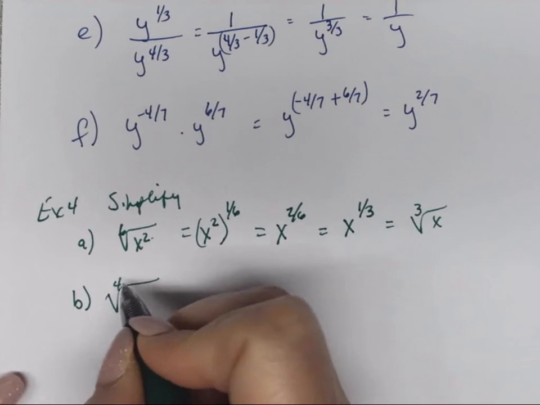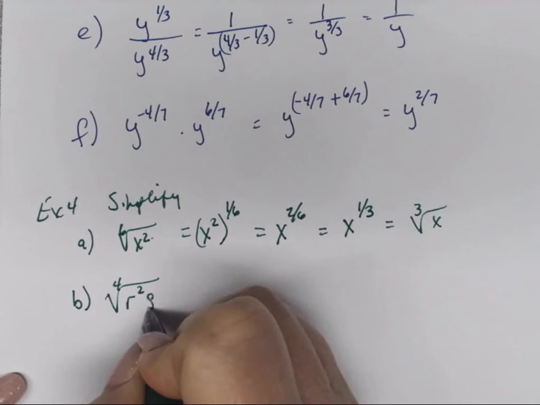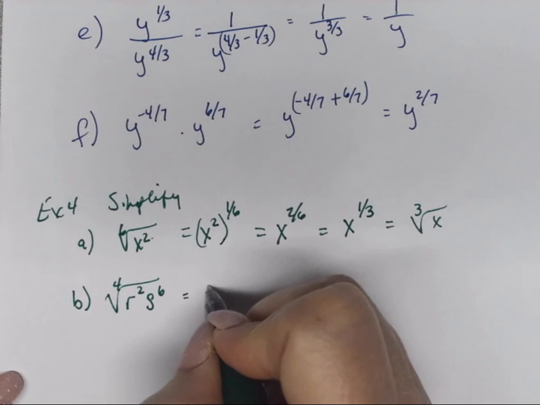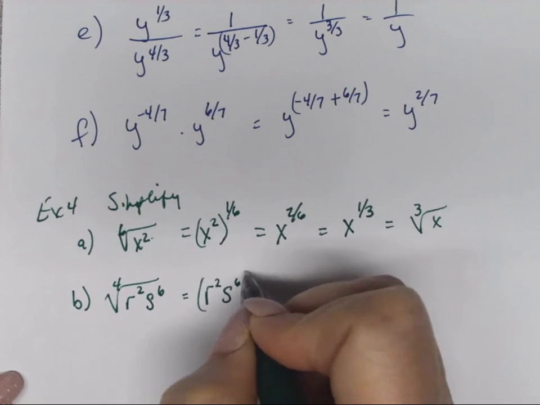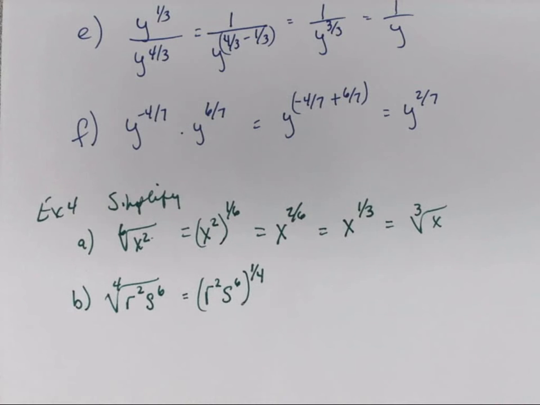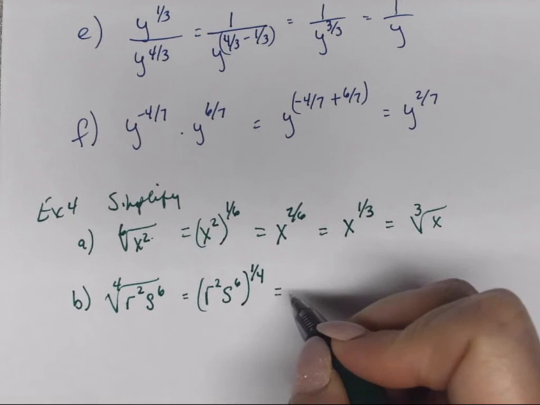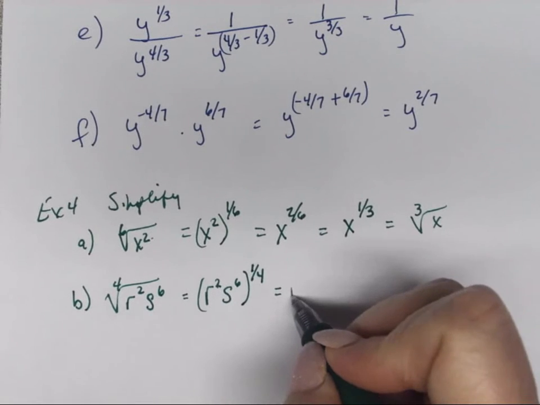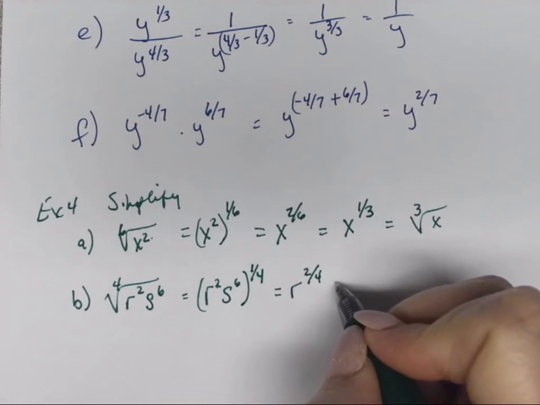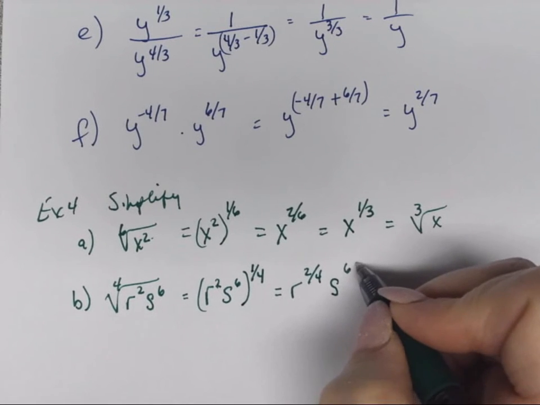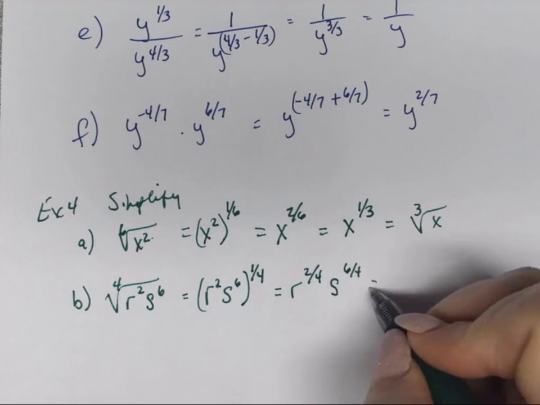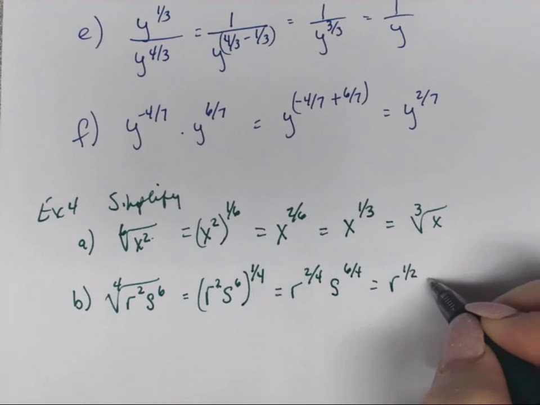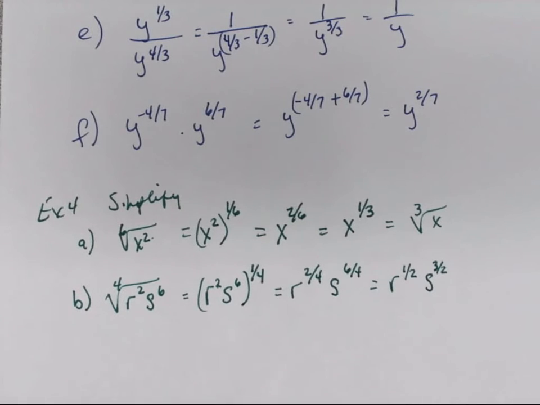So now we have the 4th root of r squared s to the 6th power. So again, that's r squared s to the 6th being raised to the 1/4 power because of the 4th root. So that means we're raising it on both. So we're going to multiply 2 times 1/4 and get r to the 2/4, s to the 6/4. Well, 2/4 reduces down to 1/2, and 6/4 reduces down to 3/2.